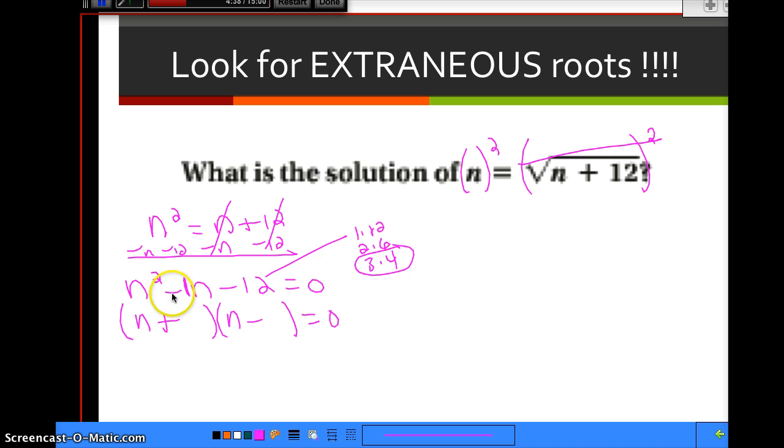Put the larger number next to the middle term sign. If you forget that, then guess and check. And that rule only works when your leading coefficient is 1, by the way. Set each equal to 0. We're coming up with two possible roots. We're coming up with a -3, and we're also coming up with a +4.